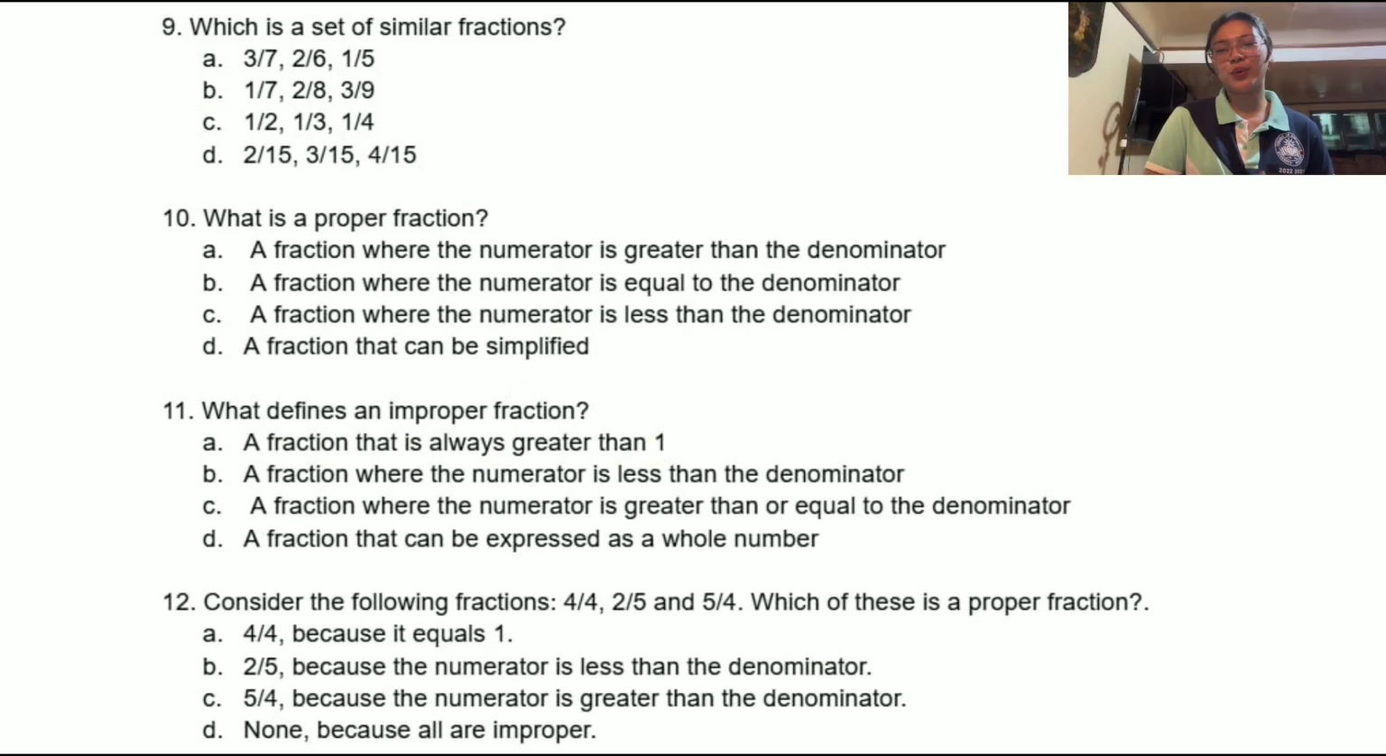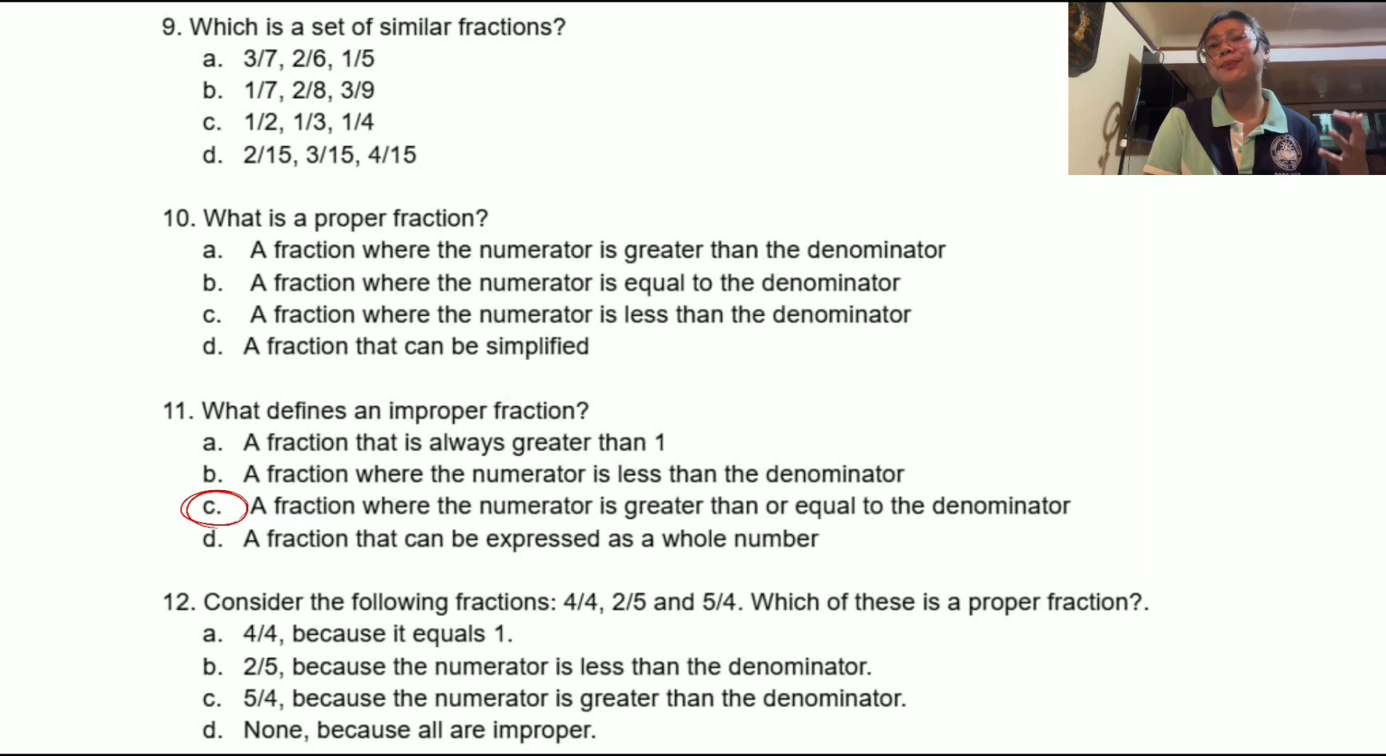So number 11, what defines an improper fraction? A, a fraction that is always greater than 1. Letter B, a fraction where the numerator is less than the denominator. Letter C, a fraction where the numerator is greater than or equal to the denominator. Letter D, a fraction that can be expressed as a whole number. The correct answer for number 11 is letter C, a fraction where the numerator is greater than or equal to the denominator. So let me rationalize why this is the correct answer.